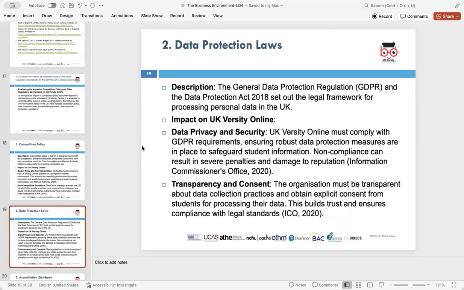Next is data protection laws. Data protection laws such as the General Data Protection Regulation (GDPR) and the Data Protection Act 2018 in the UK regulate how organizations handle personal data. These laws aim to protect individuals' privacy and ensure that organizations process personal data lawfully, transparently, and securely.